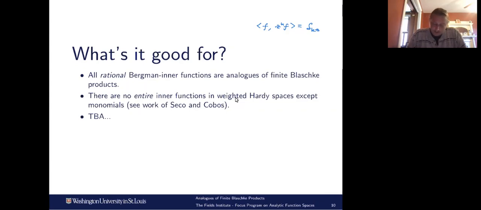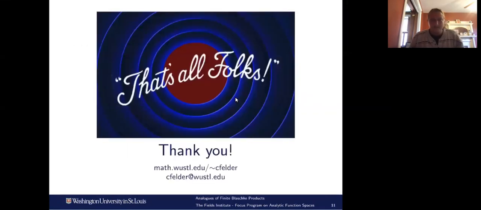We also extended some work of Sego and Kobos about there being no entire inner functions in weighted Hardy spaces except monomials. And there are a handful of other things that we would like to get around to, namely, what results can you translate from H2 into other spaces using the analogues, the replacements of the finite Blaschke products. Okay, all right, so I will end there. Thank you.